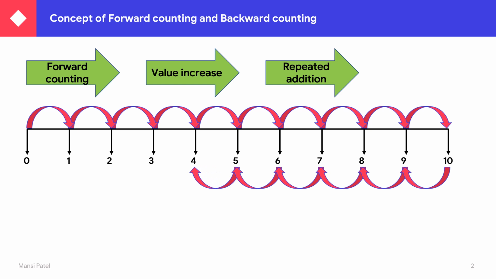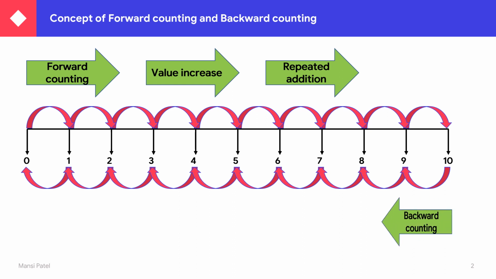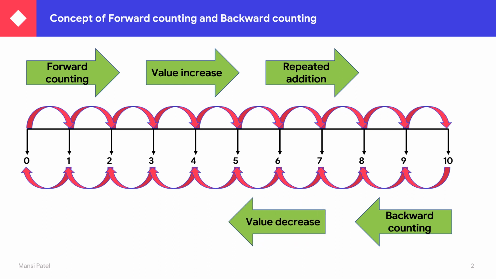When we move from 5 to 4, our current number is 4. What is the previous number? It's 5. So we can say that 4 is 1 less than 5. Then again move 4 to 3, 3 to 2, 2 to 1 and 1 to 0. This sequence is known as backward counting. Whenever we are doing backward counting, the value of all the numbers is decreased.